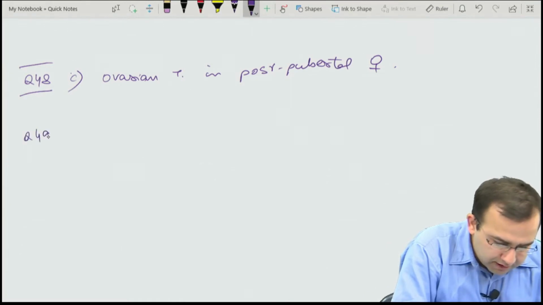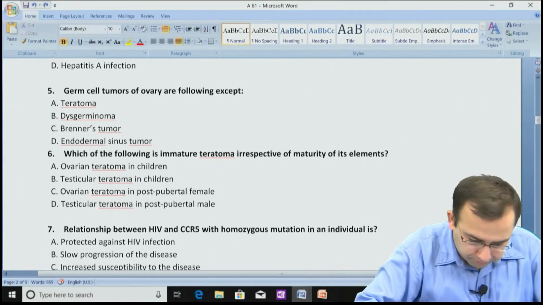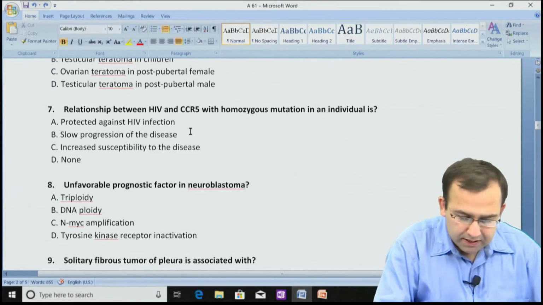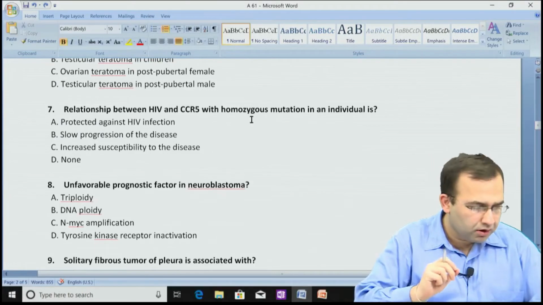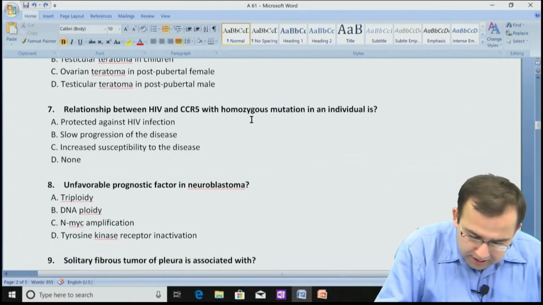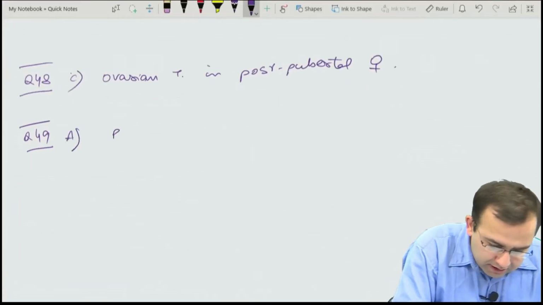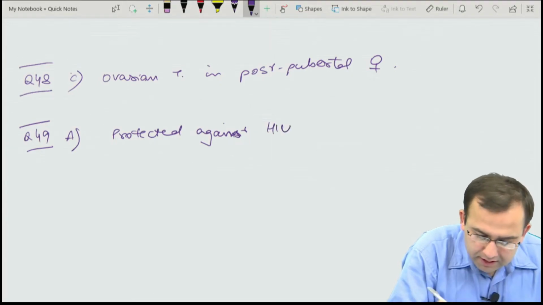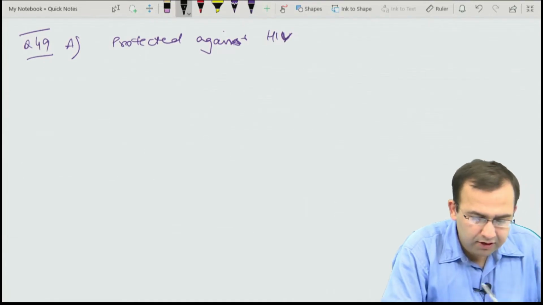Next, question 49. Now this is a good one. Relationship between HIV and CCR5 with homozygous mutation. The point to be noted is that it is a homozygous mutation, and the answer is A, it is protective against HIV infection. This was a good question. Let us have a look at this in more detail.